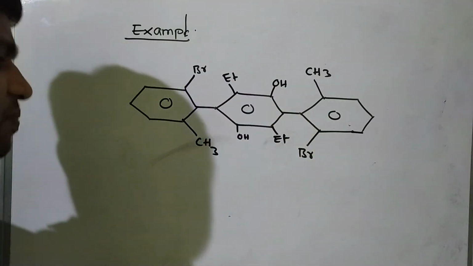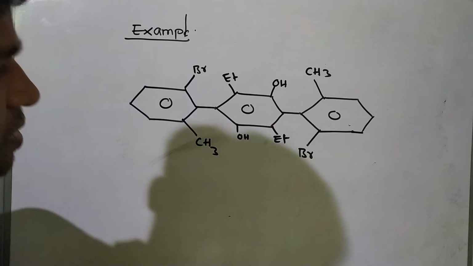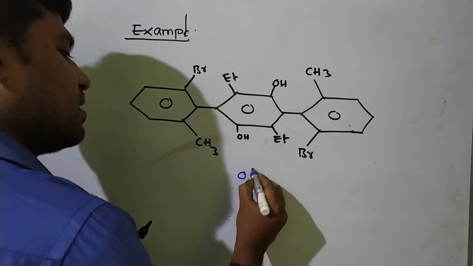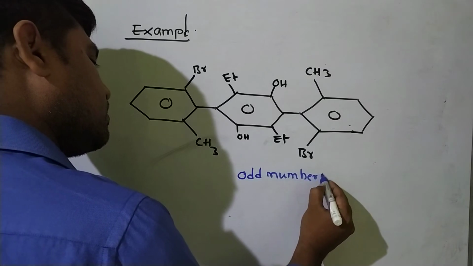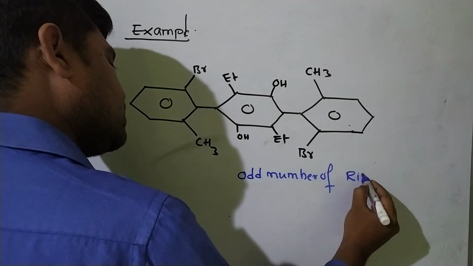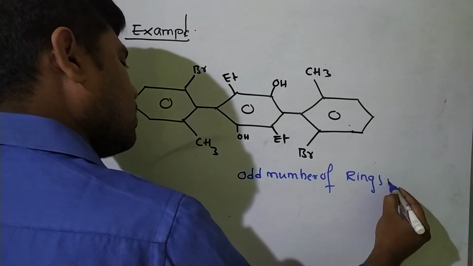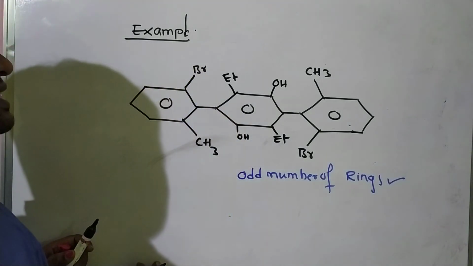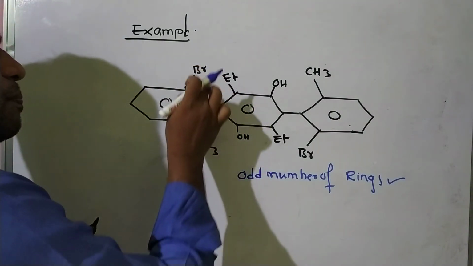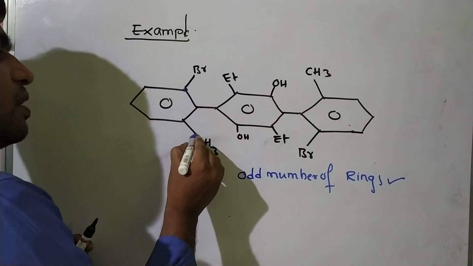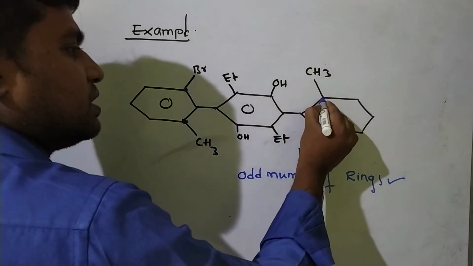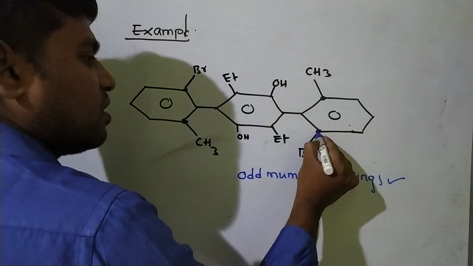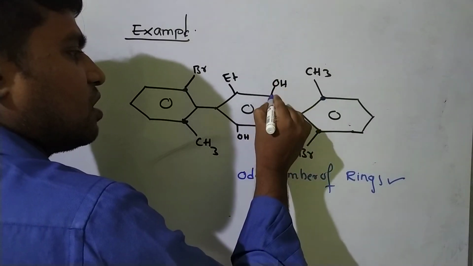See students, first of all, an odd number of rings. Okay. Next, the ortho positions contain bulky groups. Here also this is an ortho position, this again an ortho position. Okay, this is also an ortho position.